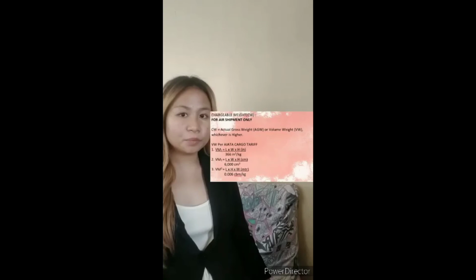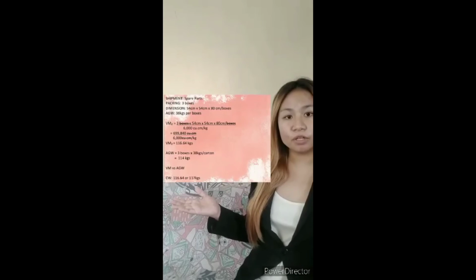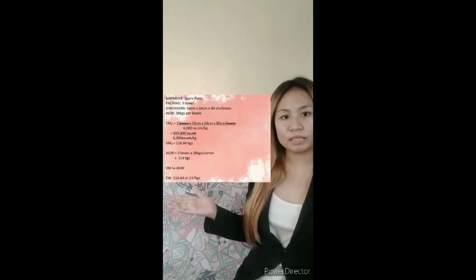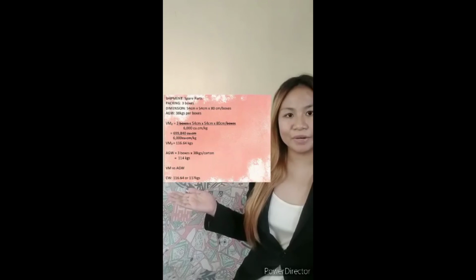Chargeable weight for air shipments only. Chargeable weight is equal to actual gross weight or volume weight, whichever is higher. The formula for chargeable weight is per IATA cargo tariff. Here's my example. I apply volumetric weight 2 because the dimension is in cubic meters, and I also apply the whichever is higher rule.